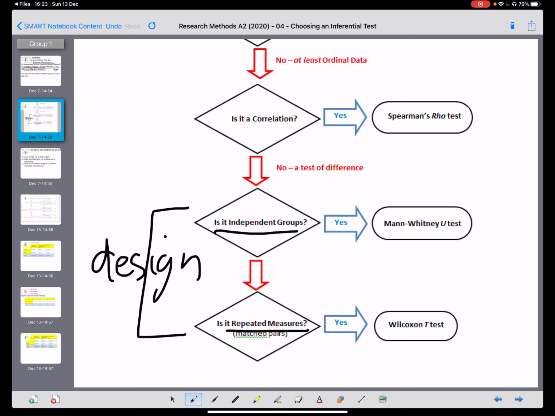Now, of course, we often talk about design and we talk about difference. So when we are testing for correlations or for nominal data with association, we're not testing a difference. We're comparing things. We're looking for an association. So what we find with independent groups is that there's going to be a difference between scores.